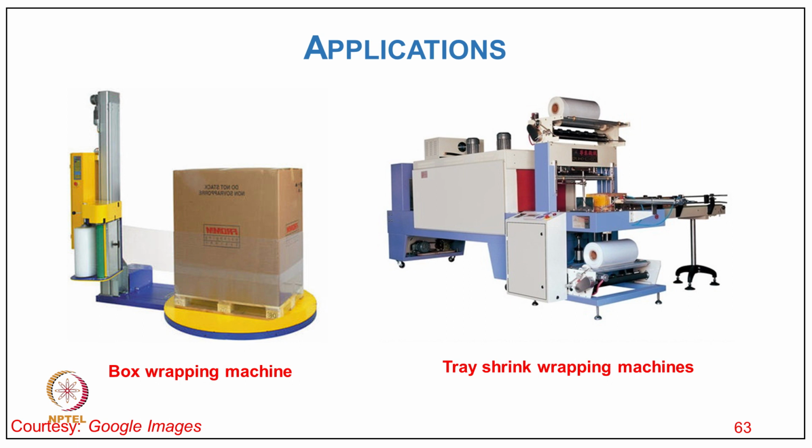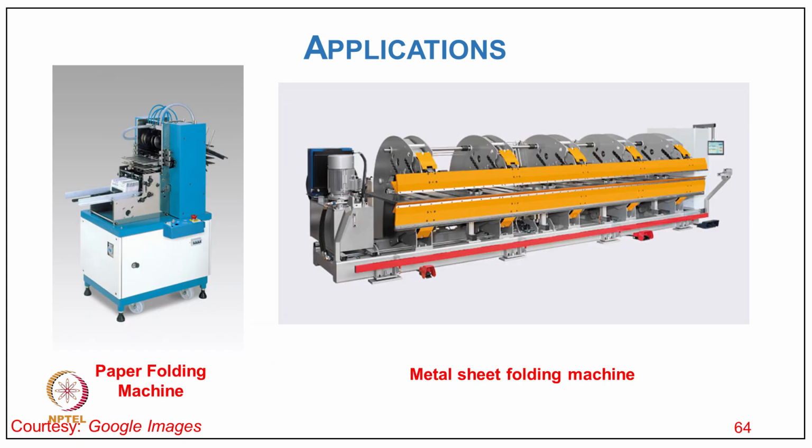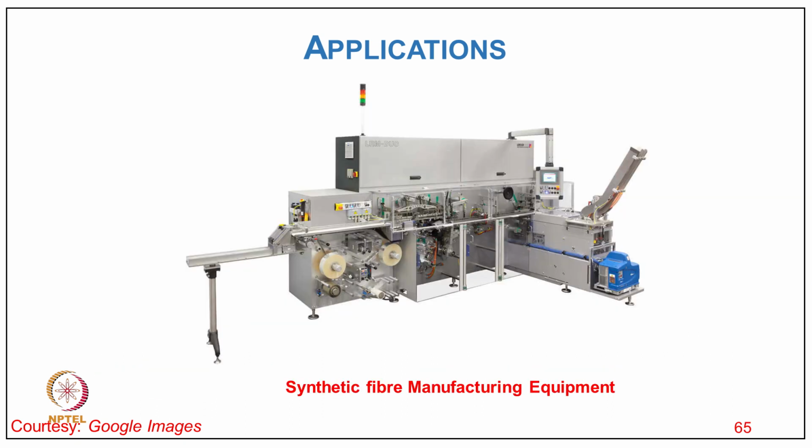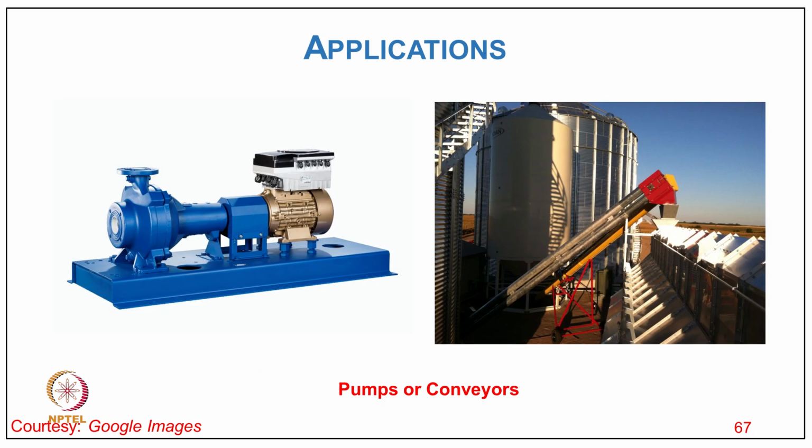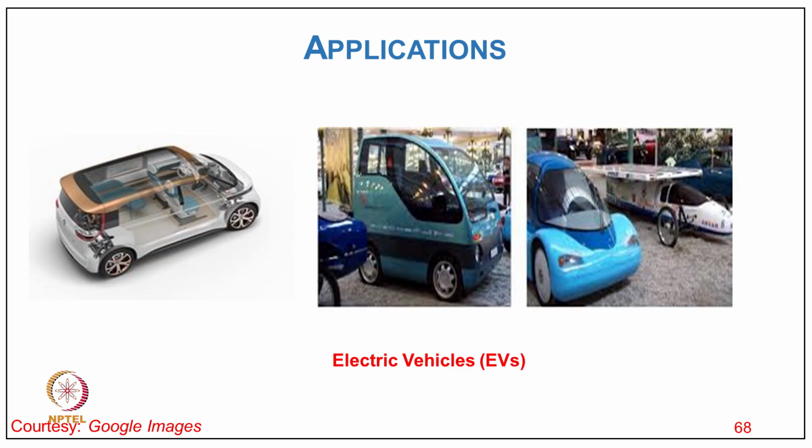Then the box wrapping machine, the tray sealing wrapping machine with variable speed, and of course the synchronous reluctance motor gives a higher efficiency. Paper folding machine, then metering folding machine, then the synthetic fiber manufacturing equipment, then the pressure booster pump, then the pumps and conveyors, then the electric vehicle.